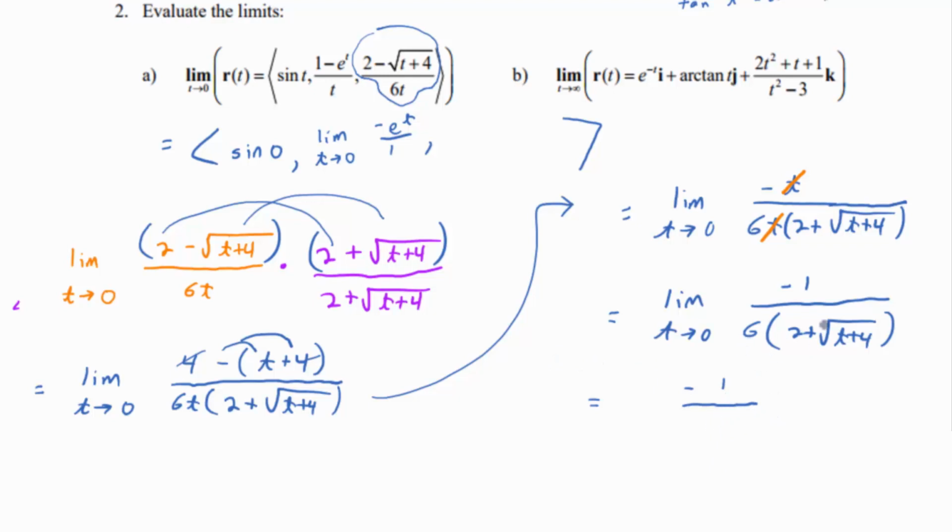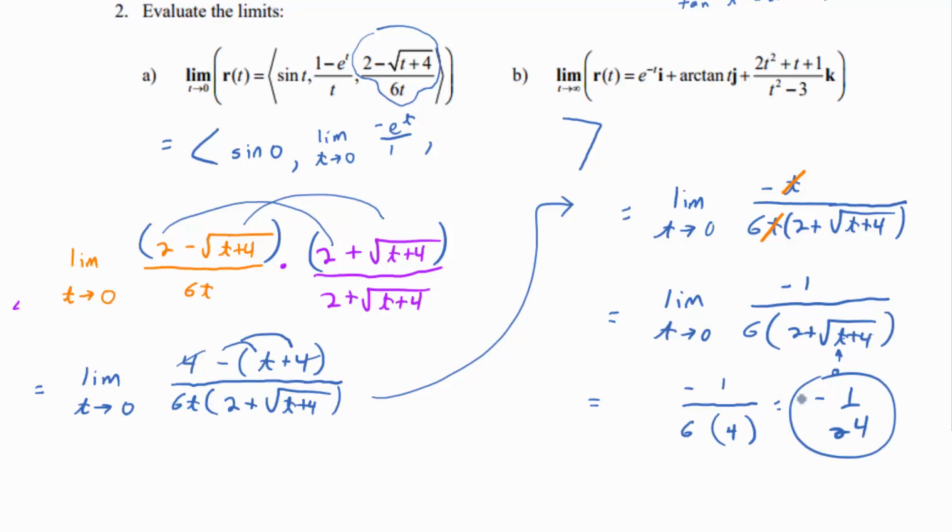But anyway, what do we get on the bottom? 6, plug in 0. What do you get here if you plug in 0 there? Square root of 4 is 2, plus 2. So negative 1/24. Did I do that right? Everybody agree with that?